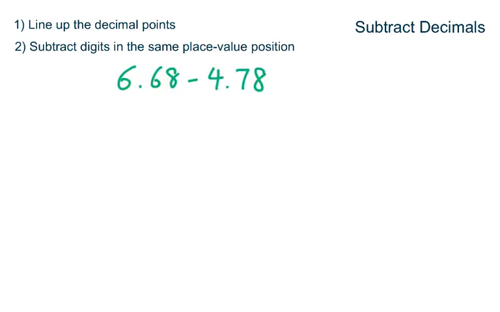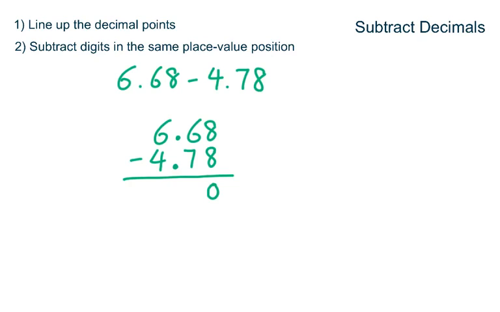So our next problem is 6.68 minus 4.78. Again, follow the first rule. We're going to line up the decimal points. And we're going to subtract from right to left. So on the right side at the hundredths place, 8 minus 8 is 0, so just write down 0. And at the tenths place, we have 6 minus 7, and we don't have enough, so we need to borrow a 1 from the ones place.